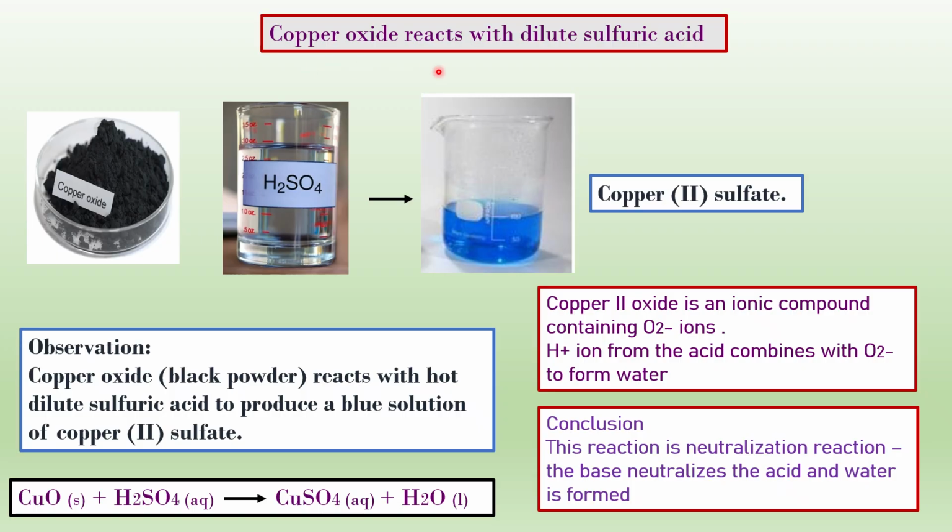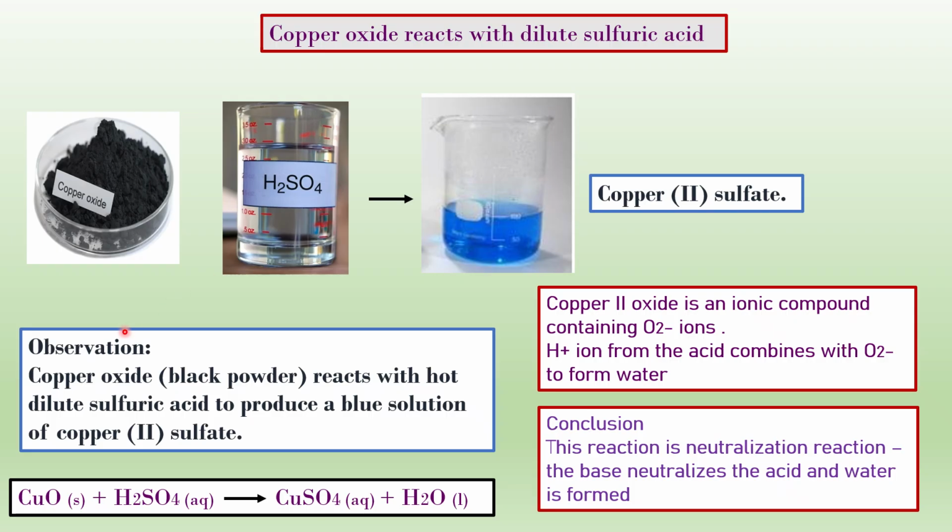Copper oxide reacts with dilute sulfuric acid. We are going to add some of this black powder, which is copper oxide, to hot dilute sulfuric acid. They are going to react together, and then we will see a color change. The solution becomes blue. This substance is copper sulfate.